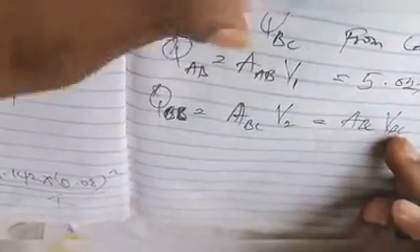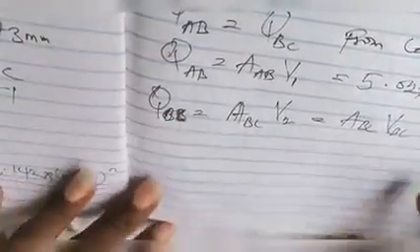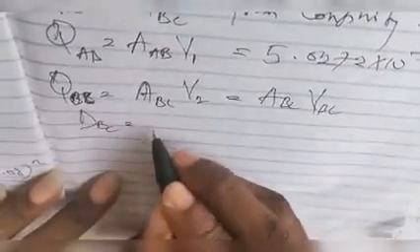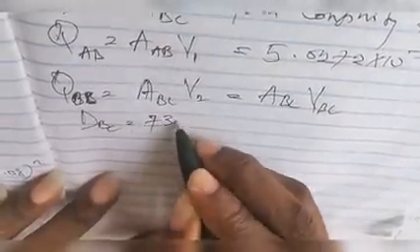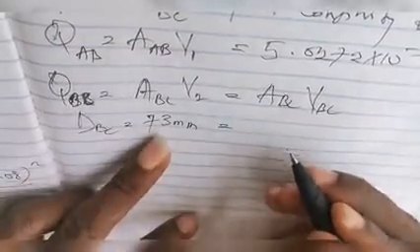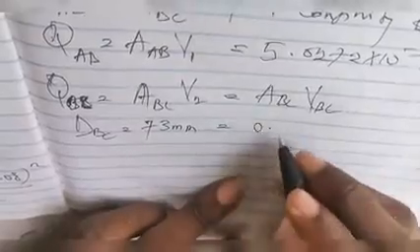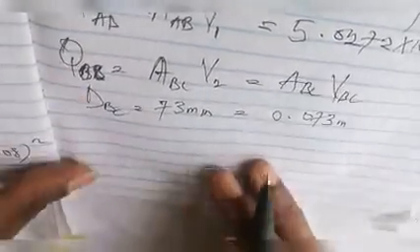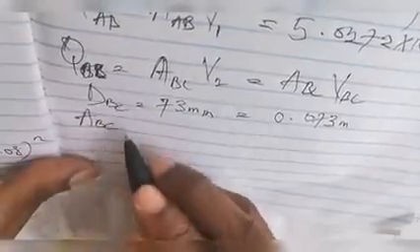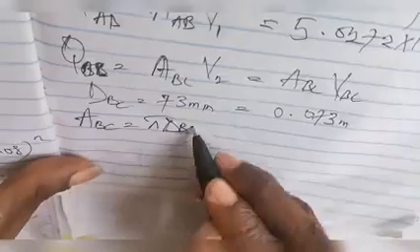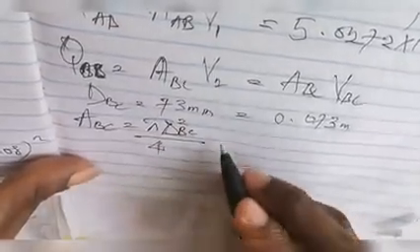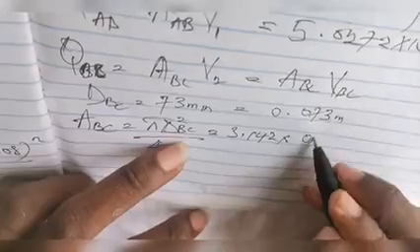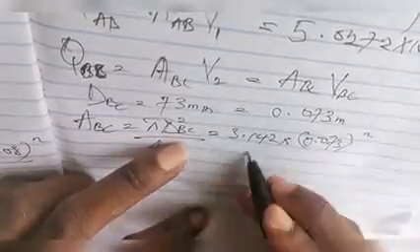What we need to do now is find the area of pipe BC. Recall that the diameter of pipe BC was given to us as 73 millimeters. We convert this to meters: divide 73 by 1000, which gives us 0.073 meters. What is now the area? Area of pipe BC is pi times diameter of pipe BC squared, divided by 4. Pi is a constant value, 3.142, multiplied by 0.073 squared, divided by 4.